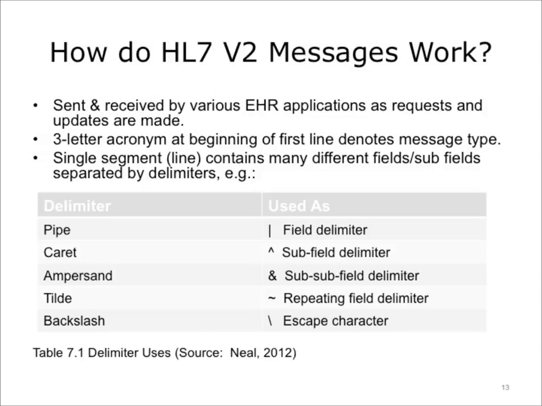Different types of HL7 messages contain different segments. Dissecting a single segment reveals one to many different fields, or even subfields, each separated by a delimiter. Some delimiters include pipe, which denotes a field delimiter, caret, which denotes a subfield delimiter, ampersand, which denotes a sub-subfield delimiter, tilde, which denotes a repeating field delimiter, and backslash, which denotes an escape character.